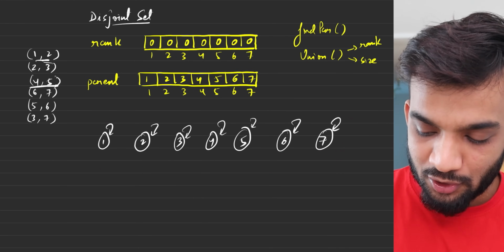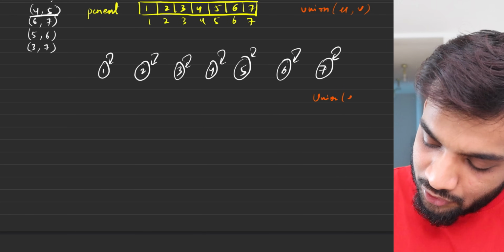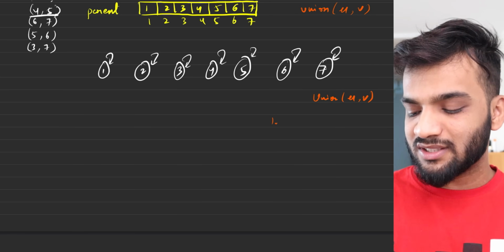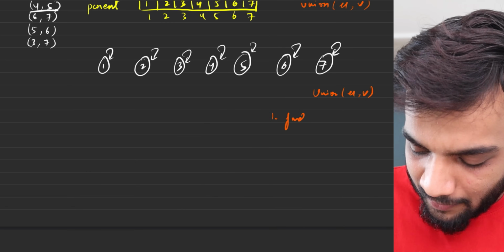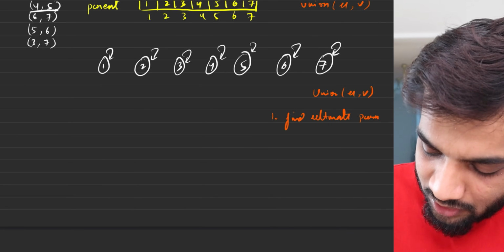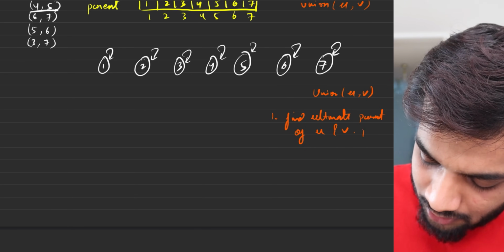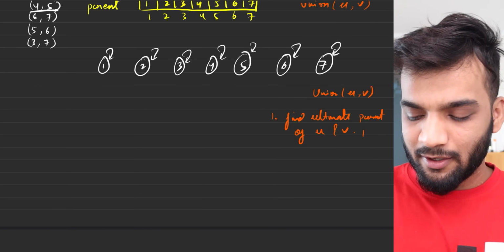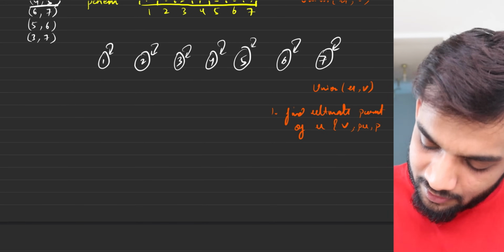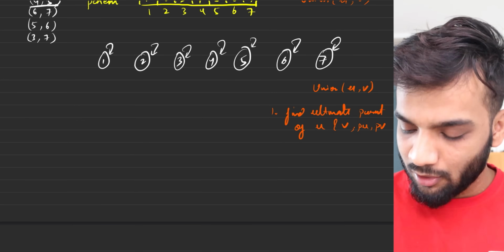Let's quickly start the operations. Let's write the pseudocode for the union of u comma v. Remember, step one is very, very simple. Step one says find the ultimate parent of u and v. What is the meaning of ultimate parent? I'll explain. Let's term these pu and pv. pu means the ultimate parent of u, pv means the ultimate parent of v.